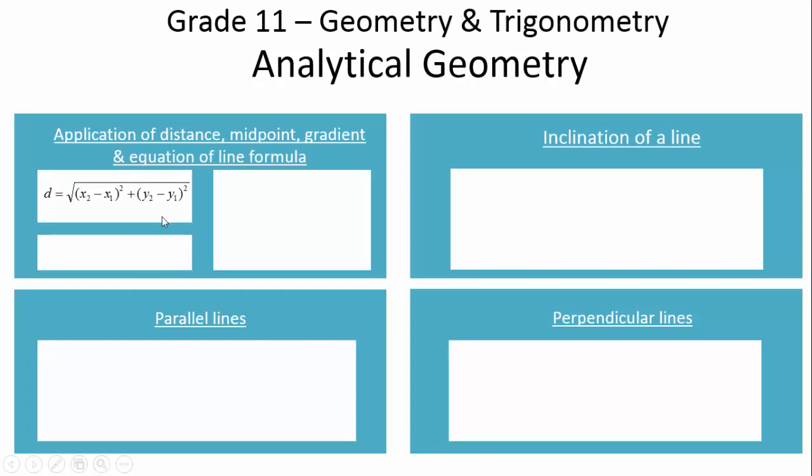Okay, well done, grade 11s. That is our application of the distance formula. And remember, we've done it a few times in this video. Distance is equal to the square root of x2 minus x1 squared plus y2 minus y1 squared. Well done, guys.